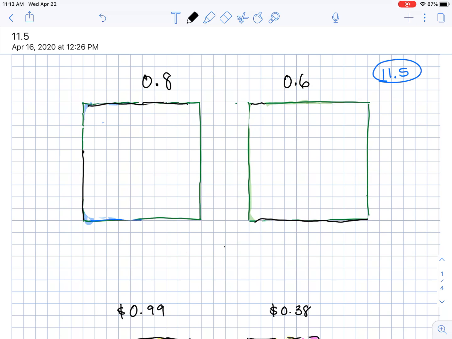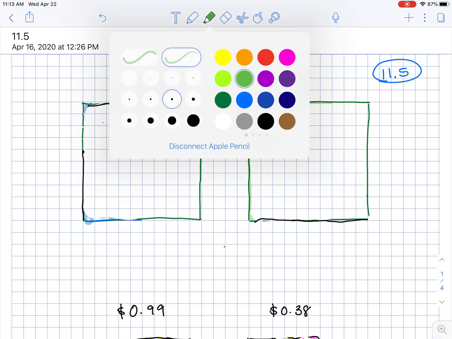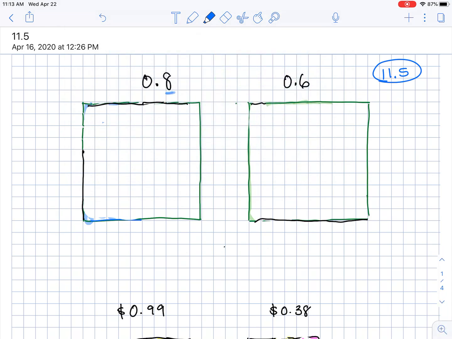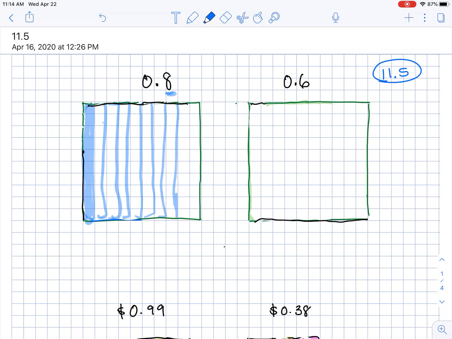So remember, each little tiny square is worth a hundredth and each row is worth a tenth. So let's see 0.8. We'll have 8 rows, because remember, that's a tenth. So here's 1/10. Do you see it? It's like 1 dime. That's 1/10 of the square. 2/10, 3/10, 4/10, 5/10, 6/10, 7/10, 8/10. Altogether, that's 8/10.